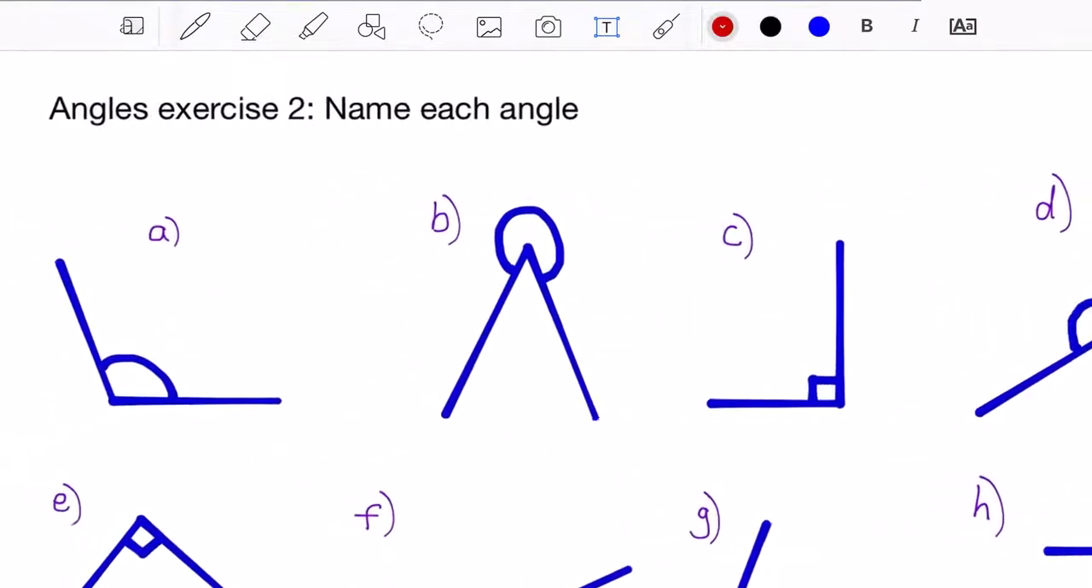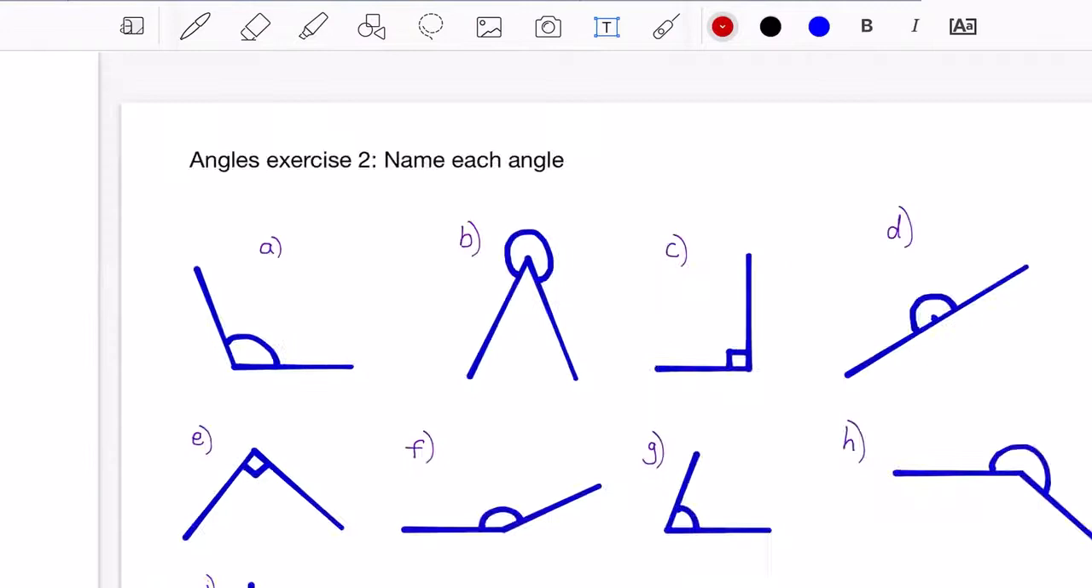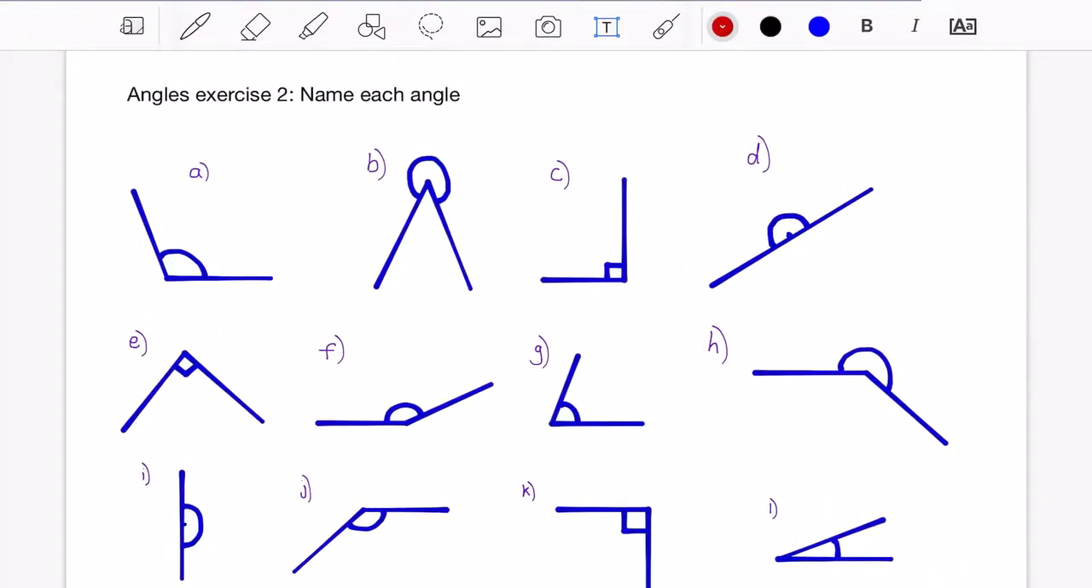So again, remember, you can attempt any or all of the questions before looking at the solution. So you can feel free to pause the video and draw all of these questions in your book and attempt them. Okay, let us begin. Name each angle.